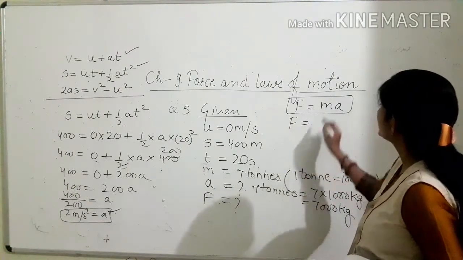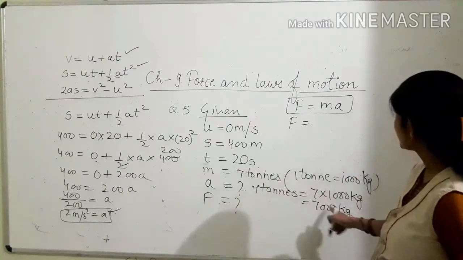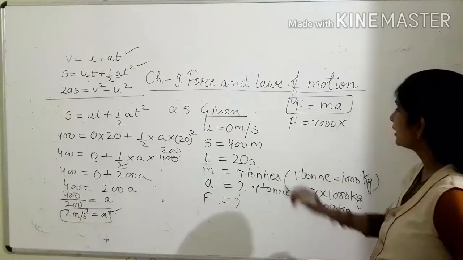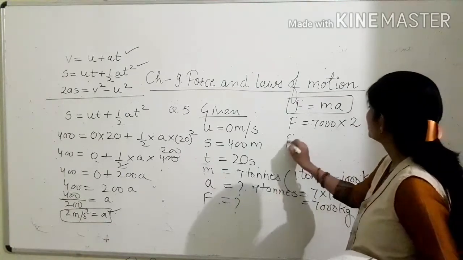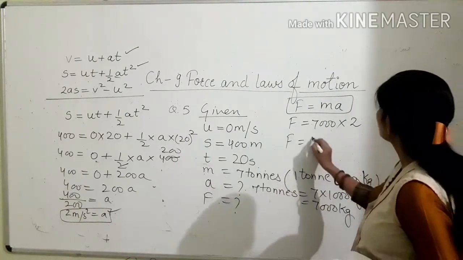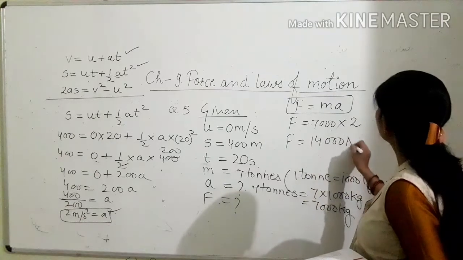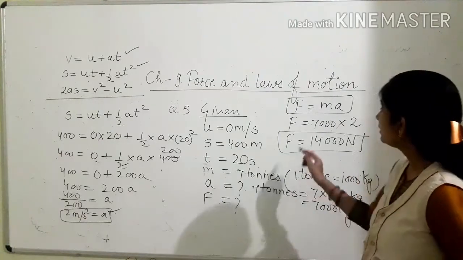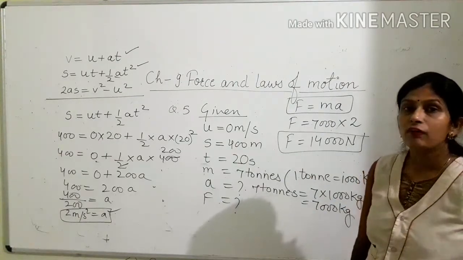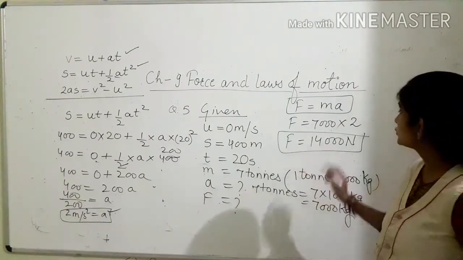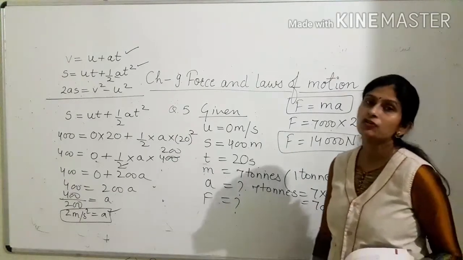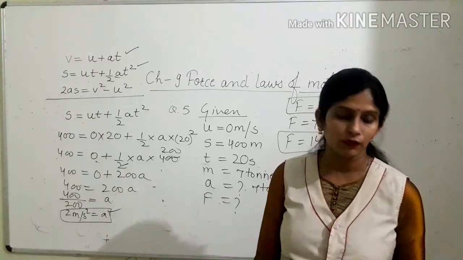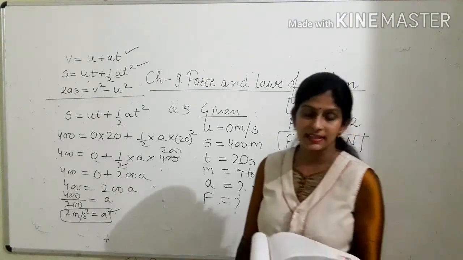F we have to find is equal to m. m is 7,000 kilogram into a, 2 meter per second square. So F is equal to 7,000 into 2, 14,000 Newton. SI unit of force is Newton. So here we have got the value of force, that is 14,000 Newton acting on the truck. This is the solution of question number 5. Now we will move to question number 6.